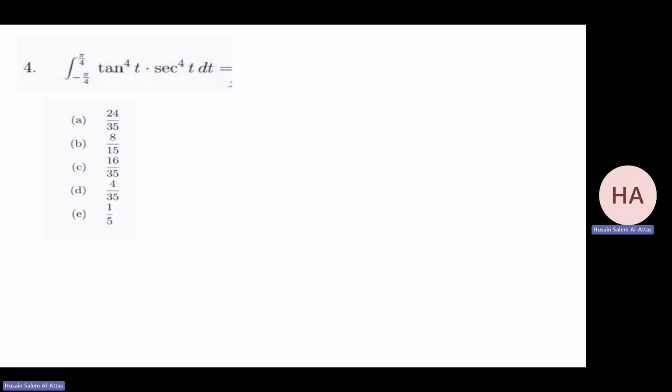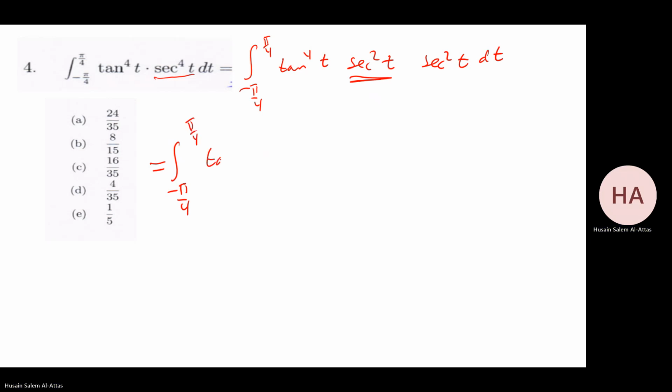Tan to the power 4, secant to the power 4. I have secant even, so I'll work it out. So I have minus pi over 4 to pi over 4 of tan to the power 4t. I need secant square out. That will be secant square t dt. And I need to change the rest into tan. That will be tan to the power 4t, secant square, which is 1 plus tan square t, times secant square t. So this is my du.